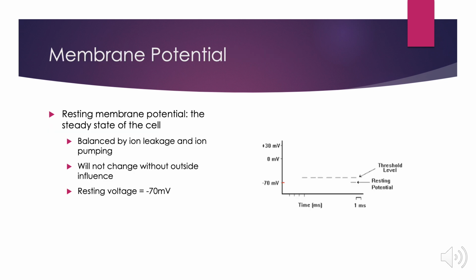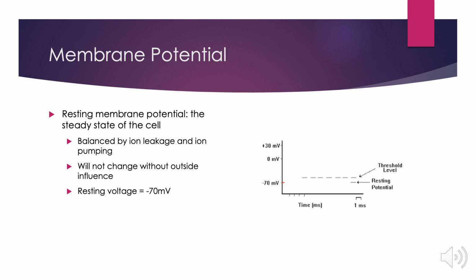So let's talk about membrane potential. We discussed earlier that there is a voltage within the membrane of each neuron. Now the resting membrane potential is the steady state of the cell. This is homeostasis that we're talking about, regulated by leakage channels and active transport pump channels.